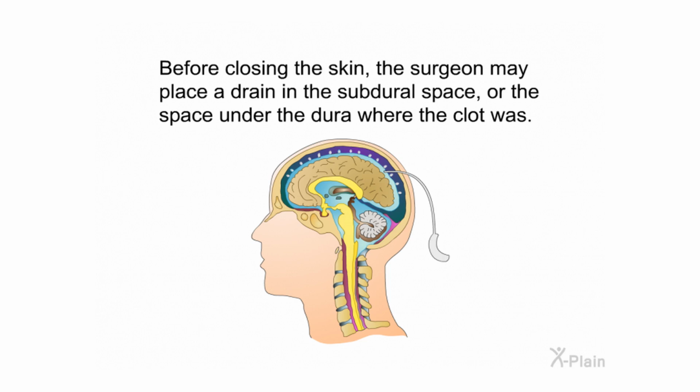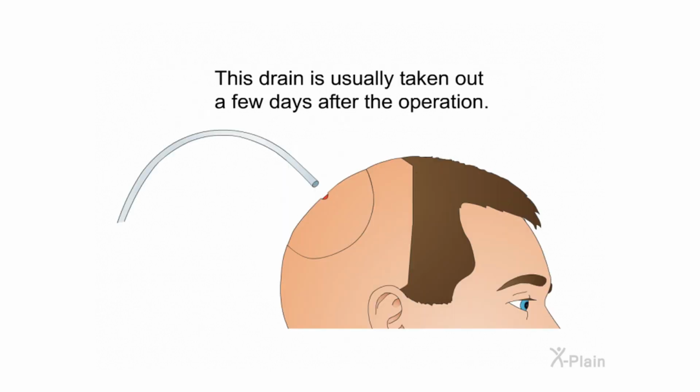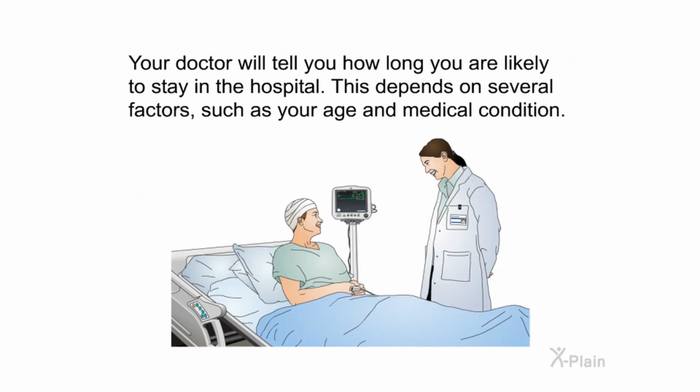Before closing the skin, the surgeon may place a drain in the subdural space, or the space under the dura where the clot was. This drain is usually taken out a few days after the operation. Your doctor will tell you how long you are likely to stay in the hospital. This depends on several factors, such as your age and medical condition.